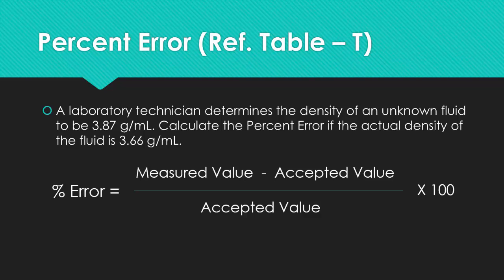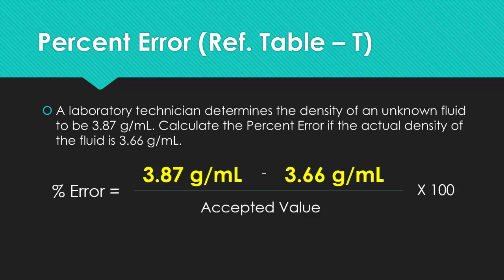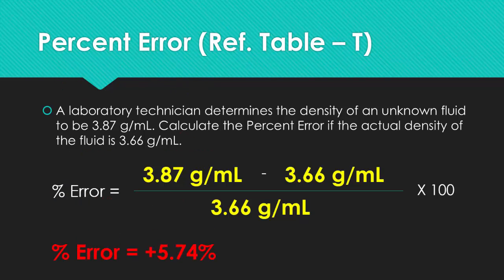So now that you've tried this, hopefully you took that 3.87 grams per milliliter and you plugged it into the formula as the measured value. Now it says actual density was 3.66, so that is your accepted value. You put that wherever it says accepted value. Then you work on the numerators first. 3.87 minus 3.66, divide by 3.66, multiply by 100, and you get positive 5.74%.